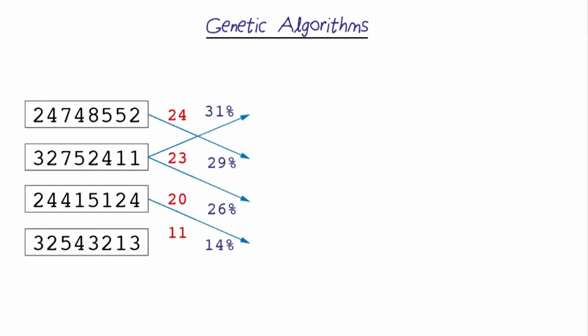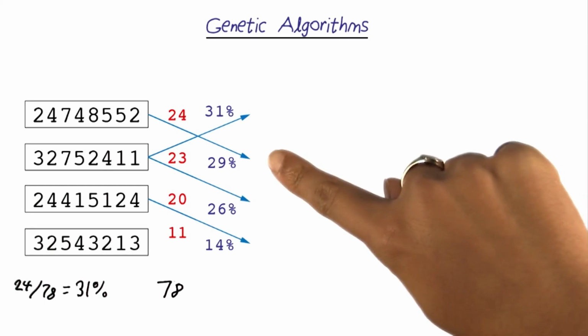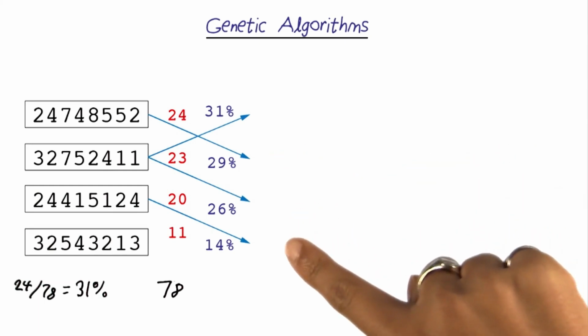Anyway, from these fitness scores, we will create proportional probabilities for how likely each one is to breed. So basically, we're going to add the 4 scores and normalize each one into a percentage. Okay, so 24 plus 23 plus 20 plus 11 is equal to 78. And 24 divided by 78 equals 31%. So our most fit board has a 31% chance to be chosen as a parent. We'll continue to calculate these percentages for each board, and we get 29%, 26%, and 14%.